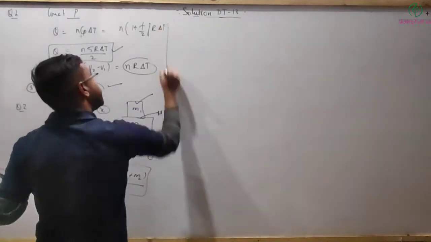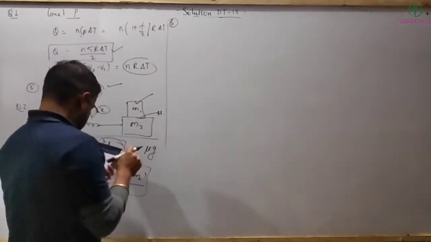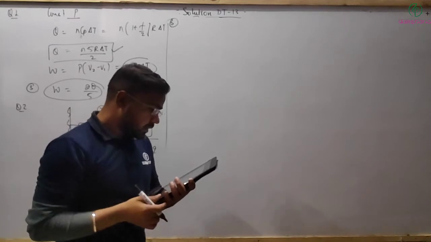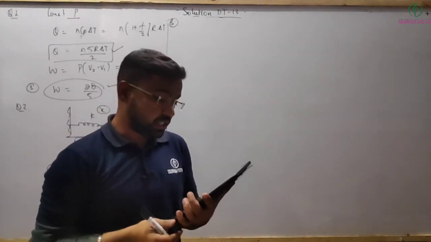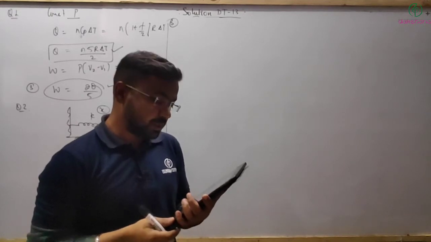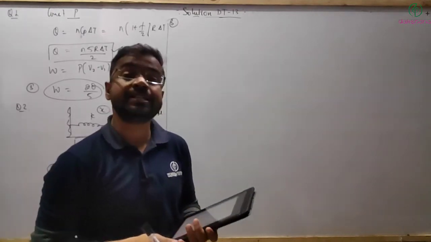Okay, next question number 3. A particle is executing SHM along a straight line. Its velocities at different points at distances x1 and x2 from the mean position are given by v1 and v2 respectively, then its time period is.